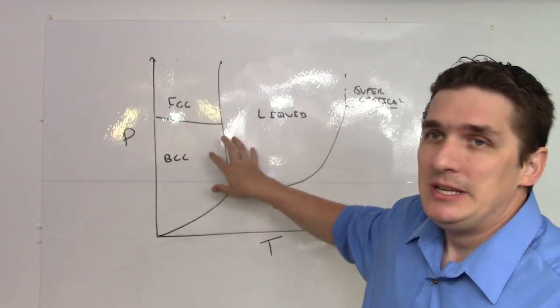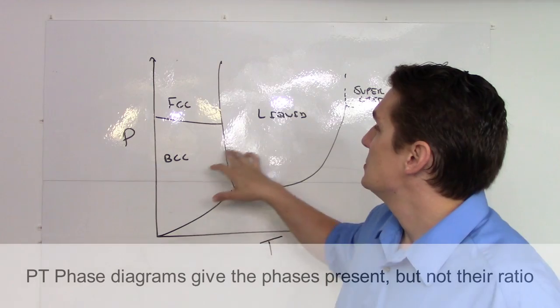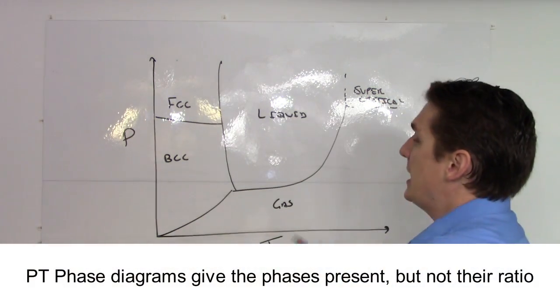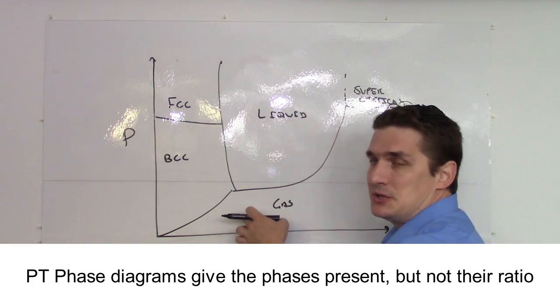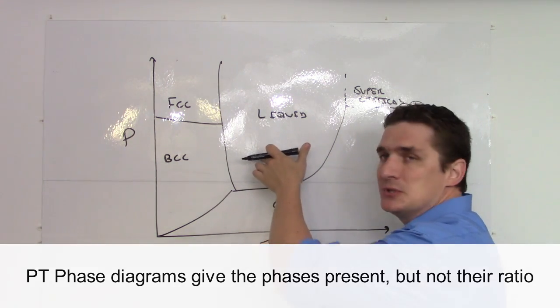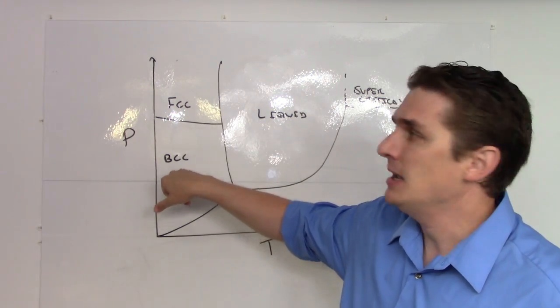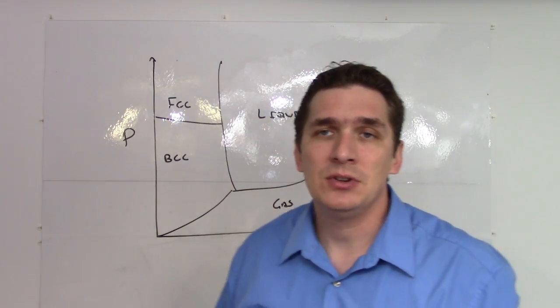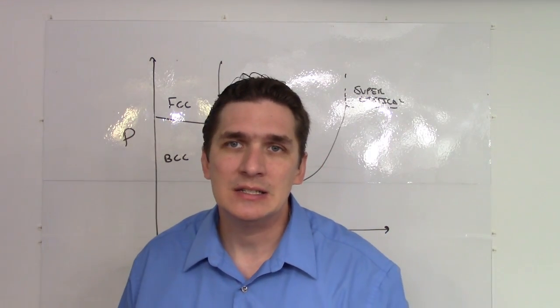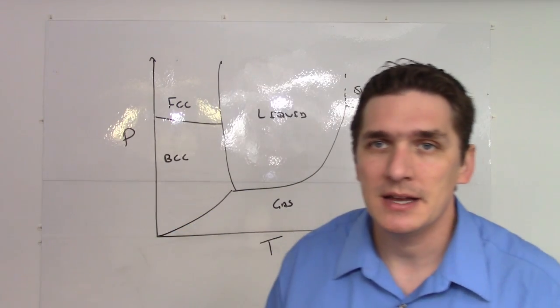So on any given PT phase diagram, there will be labels associated with each phase. What I've written here is gas for high temperature, low pressure, liquid for high temperature, highest pressure, and then we actually have two solid phases here, the BCC packing and the FCC packing. So again, don't assume it's solid. It actually tells you what the phase is on the phase diagram.